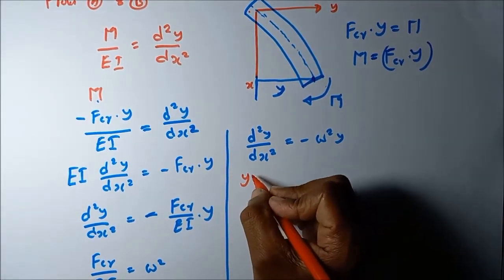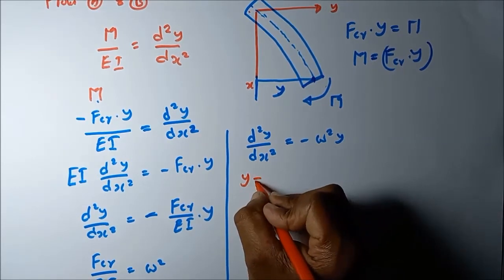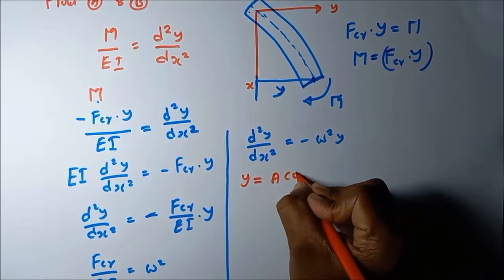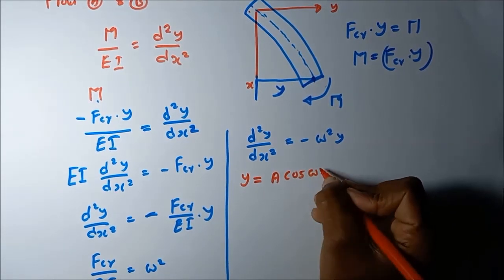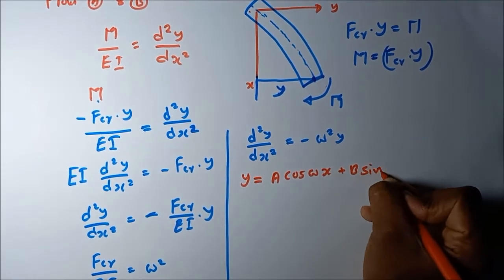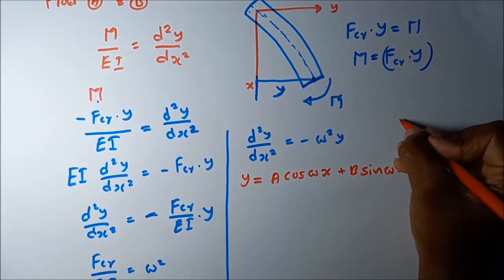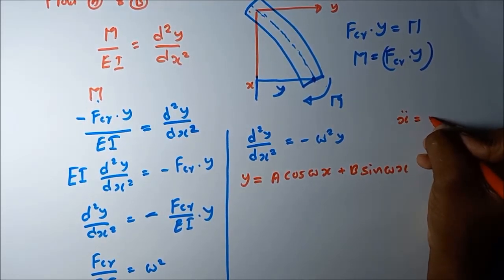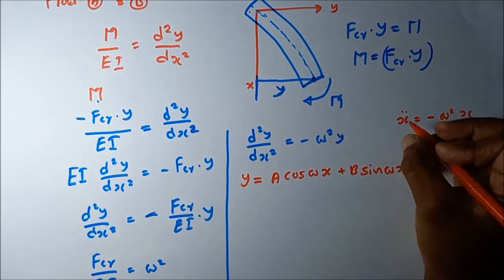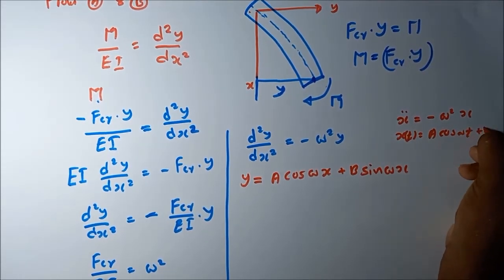What is the solution, that means how y varies? If you can remember from your A level, how do you write the solution? A cos omega x plus b sin omega x. Omega x is similar to the simple harmonic motion equation, x double dot is equal to minus omega square x. Then you write this solution: x(t) is equal to a cos omega t plus b sin omega t.